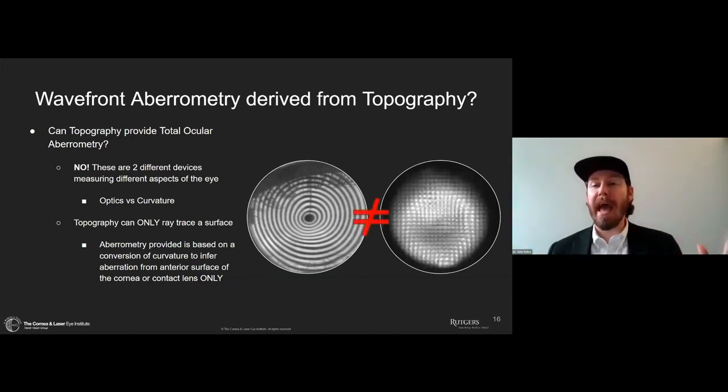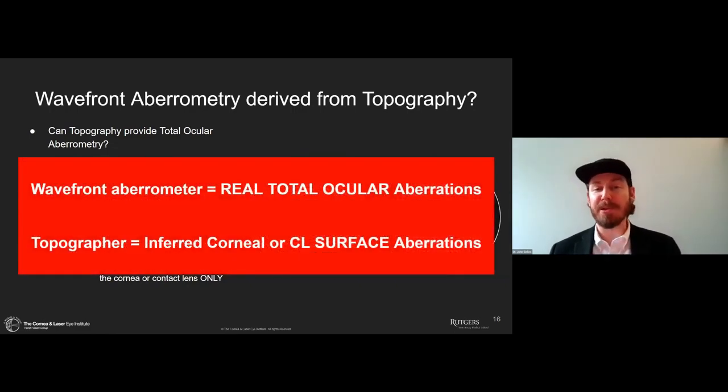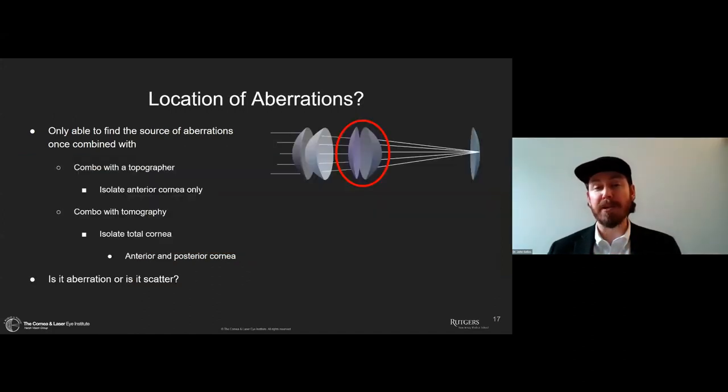So does aberrometry from topography equal the same thing as the wavefront aberrometry from a wavefront aberrometer? No, it does not. Wavefront aberrometry gives you real total ocular aberrations, and the topographer is only going to give you inferred corneal or contact lens surface aberrations. Now, what about if we want to know where the location is of the aberrations? We want to be able to say, hey, is this coming from inside of the eye or is this coming from the cornea itself?